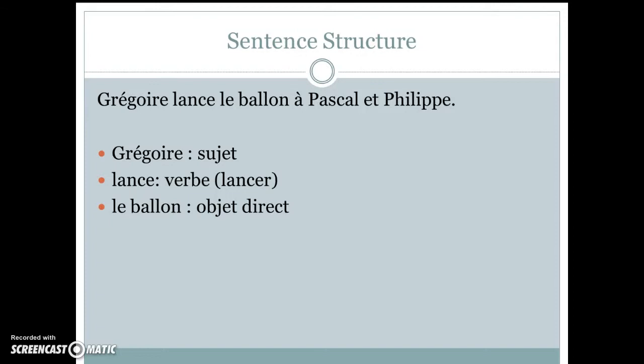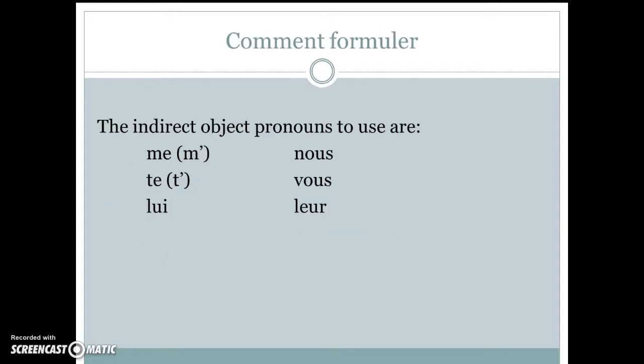And we have these other elements in the sentence, à Pascal et Philippe, and this is answering to whom is the ball being thrown. So these Pascal and Philippe, they're still part of the action, but they're not being thrown. They're having something thrown to them, so they're indirectly associated with the action. And we look for the actual substitutions. In the previous example we had Pascal and Philippe. They were involved in the action indirectly. And so when we look to see what are we going to use to replace them, we have these different possibilities. Me, te, lui, nous, vous, and leur.